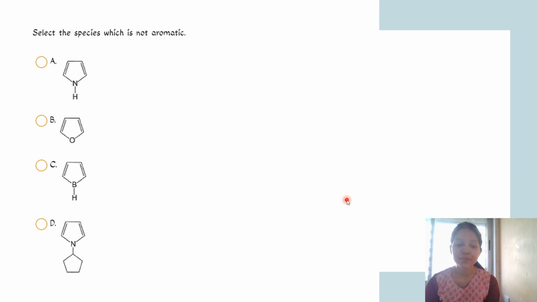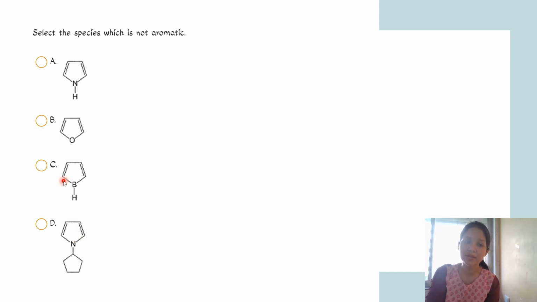Now let us move to the next question. Select the species which is not aromatic. You are given these four compounds, and all these compounds possess a five membered unsaturated ring containing a heteroatom in it, and you have to identify which of these following compounds is not aromatic. Let us look at these one by one.